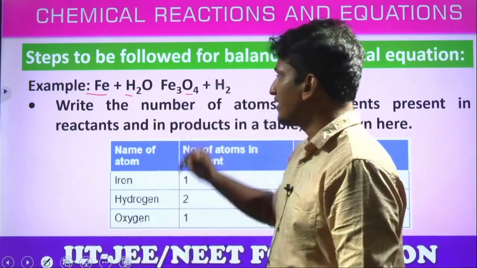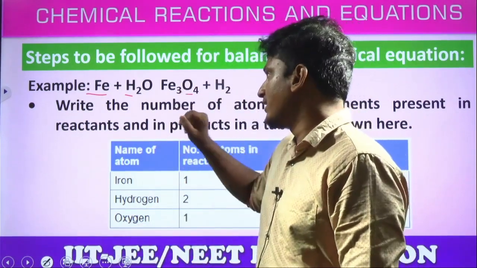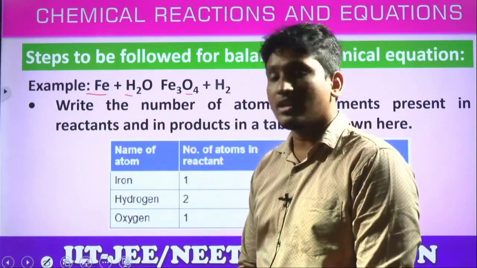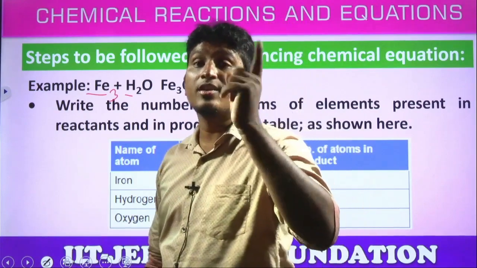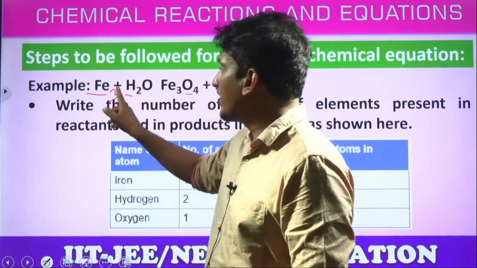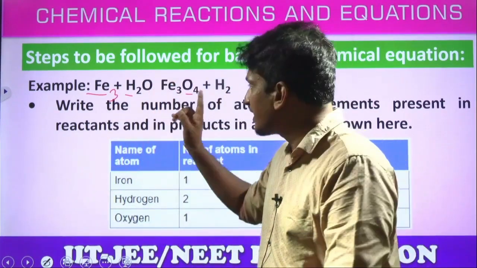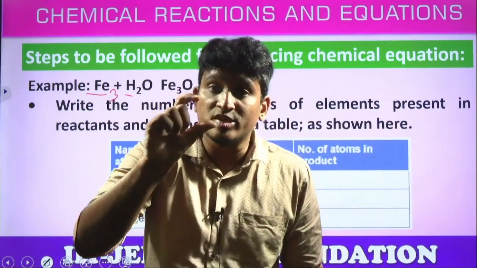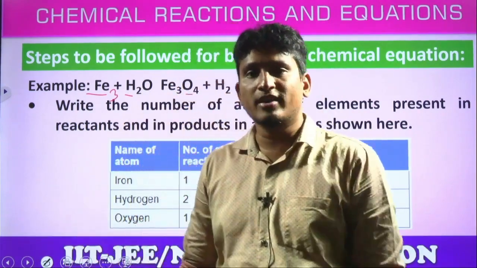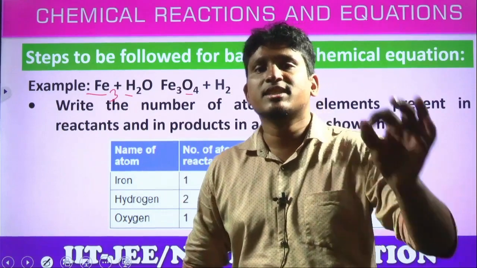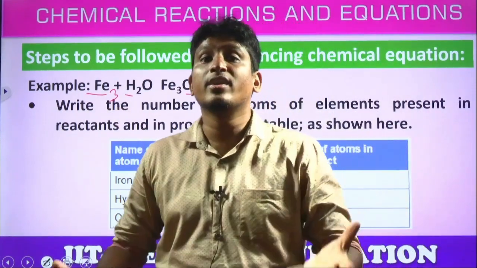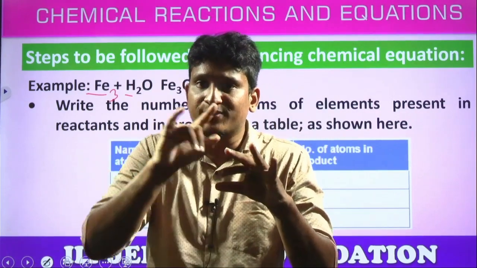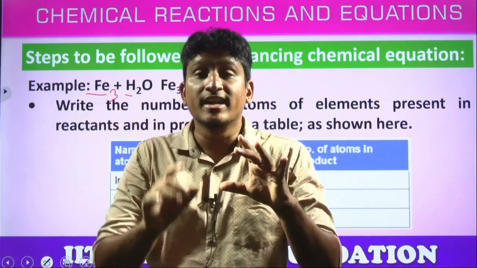How to balance it? First of all, 3 irons are there here. We need to make it 3. Yes sir, how can you make it 3? Can you write number 3 here? Absolutely wrong. Remember carefully. You cannot change the subscript position in the formula. Why? Because that position indicates the number of atoms in a molecule, that is fixed. You cannot change it.